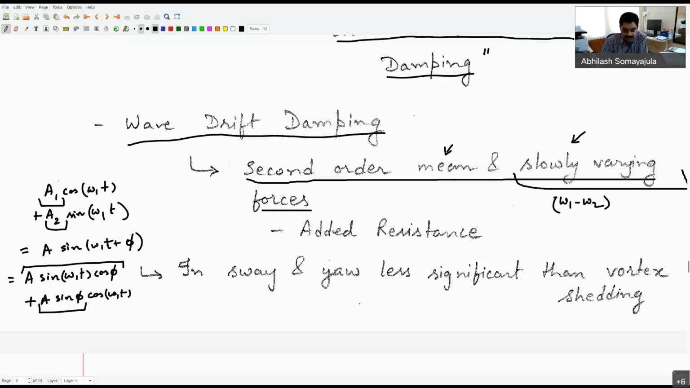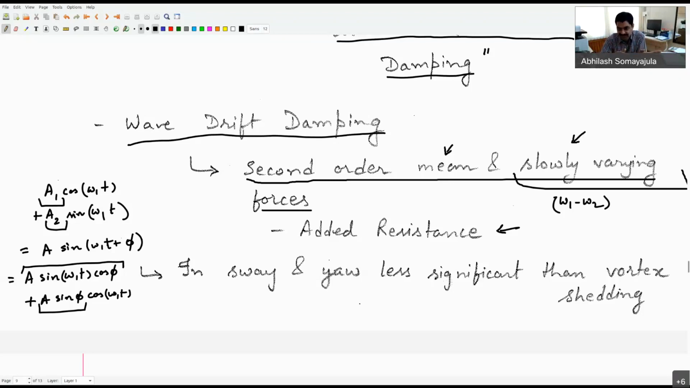Okay, so we talked about the surge force, which is the added resistance. In the sway and the yaw, this wave drift damping is less significant because, in general, when you are looking at the sway and the yaw, you'll see a separation occur in the flow. So you're actually seeing vortices being shed, and the damping due to the vortices will be much larger than the forces which you are observing due to this increased drift due to the waves. The contribution due to the wave drift is much smaller compared to the separation and vortex shedding damping coming into the picture. So therefore, we can neglect them in the sway and the yaw component.